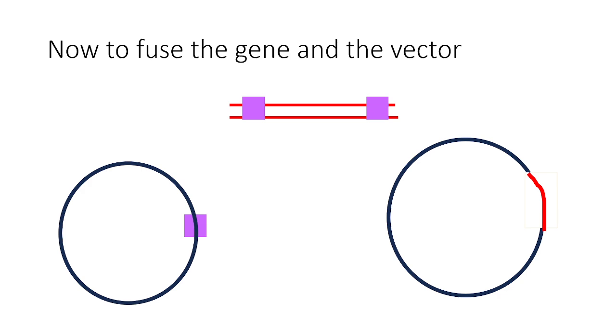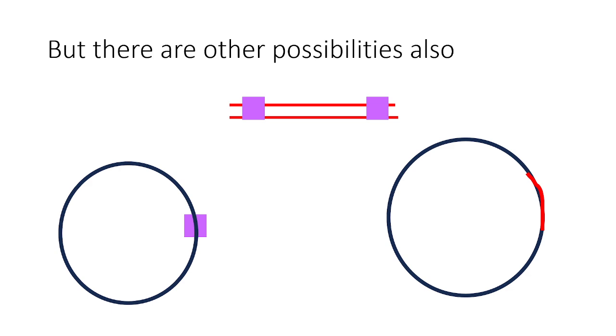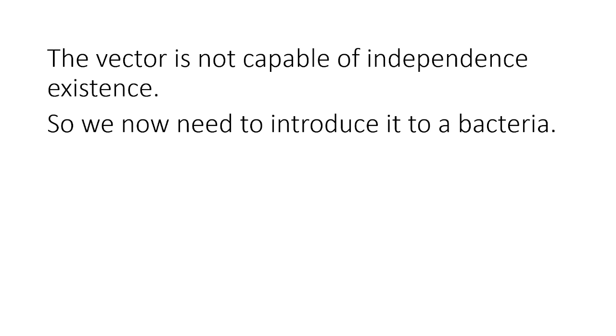So when we let both of them join together, there are chances that the DNA of our interest gets inserted into the plasmid, and when this happens, we have produced our recombinant DNA. But there's also another possibility, that the plasmid may simply close without taking the foreign DNA. This event is also a possibility. So, after we've created this recombinant DNA, the vector is incapable of independent existence. So we need to introduce it into the bacteria.